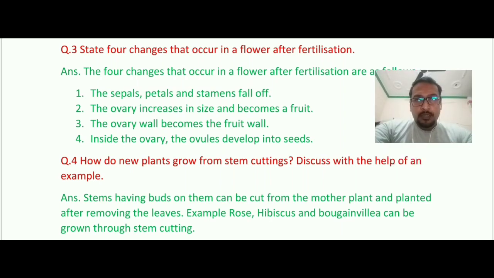Question number 4. How do new plants grow from stem cutting? Discuss with the help of an example. Stems having buds on them can be cut from the mother plant and planted after removing the leaves. Examples are rose, hibiscus and bougainvillea, which can be grown through stem cutting. So this is answer number 4.